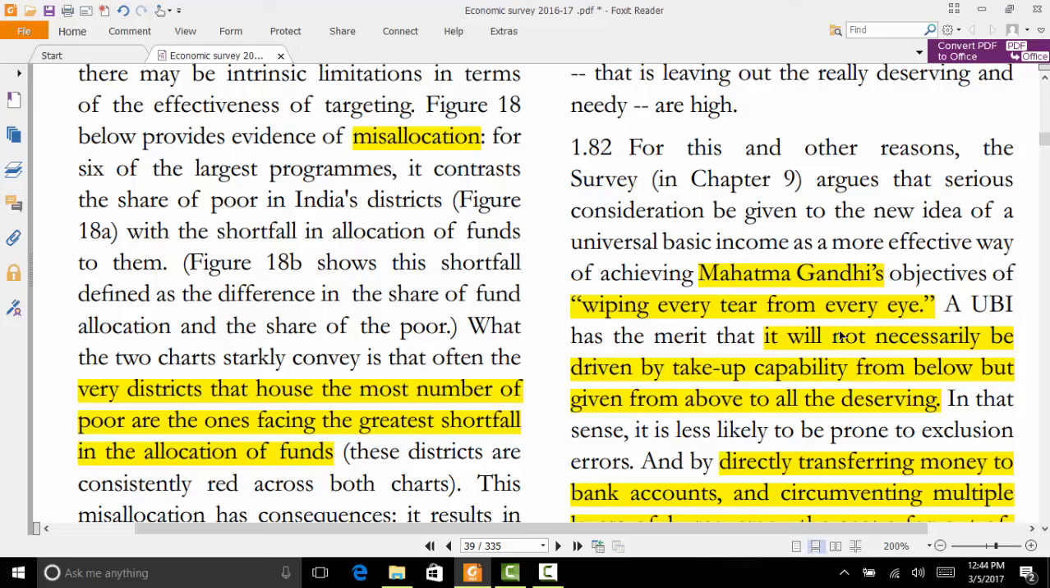So in 1.82, this survey, even our chief economic advisor who has written this survey, so he had proposed earlier as well, somewhere in I think around 9, 10, somewhere around that, universal basic income. So kind of ideology is having that this should be there, and he has proposed in now in economic survey. Which other country has implemented this? Sure. Universal basic income. Finland or Sweden? Finland, right. Now they've given Mahatma Gandhi's objective in 1.82, wiping every tear from every eye.